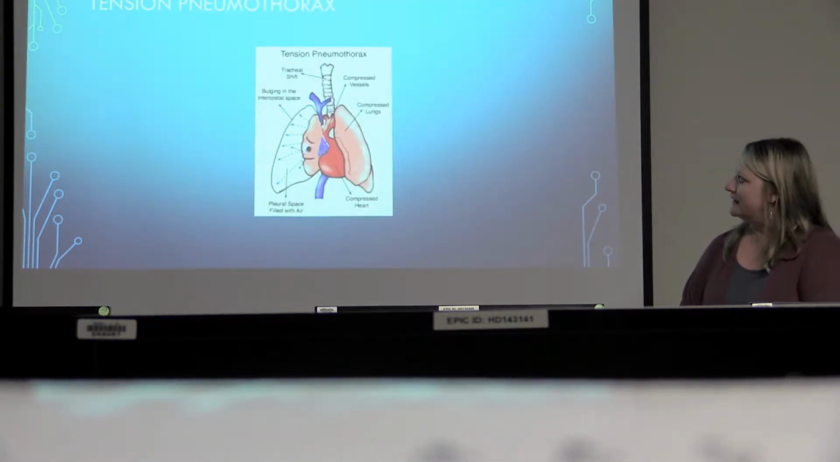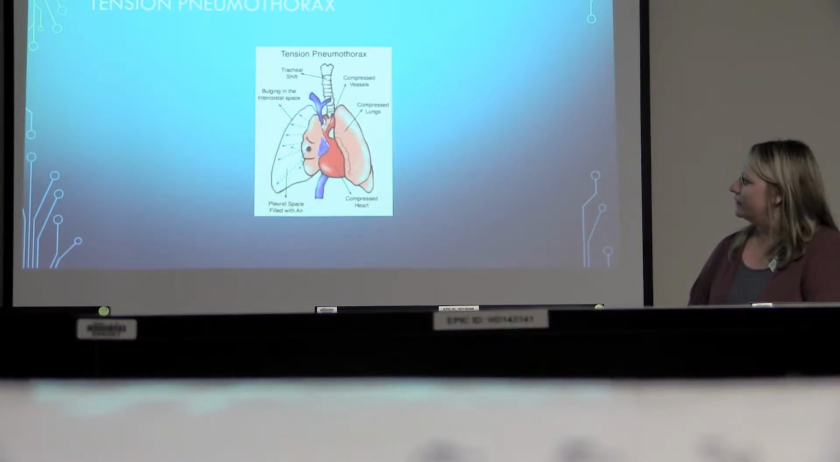And this is just an example, a picture of tension pneumothorax. You can see the air in the space with a compressed heart, lungs, and the shift in the mediastinum.